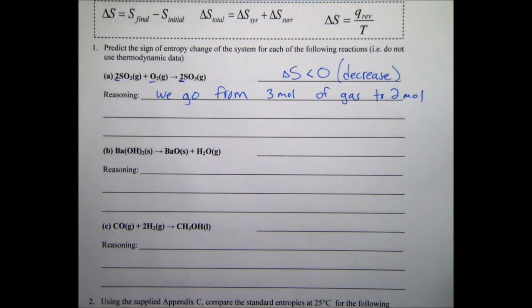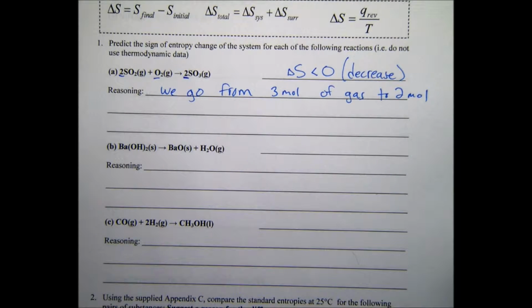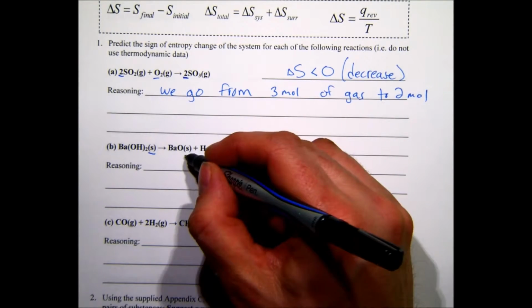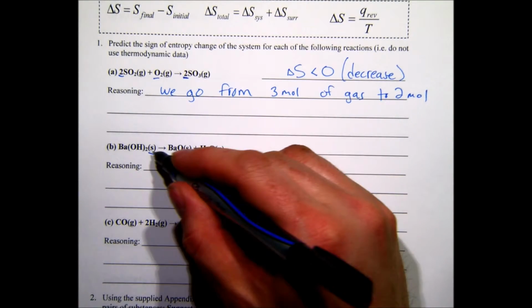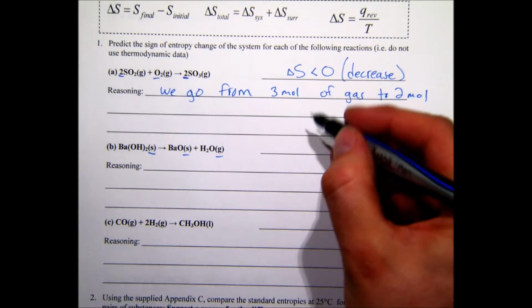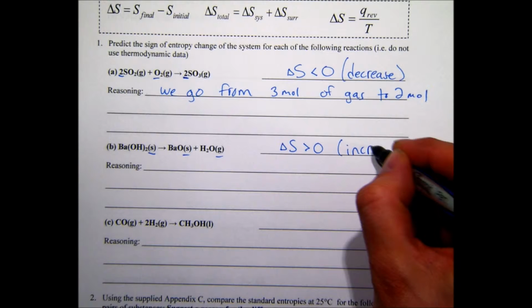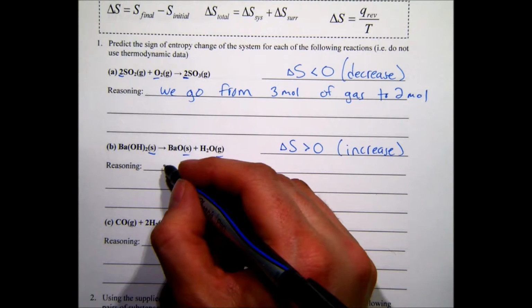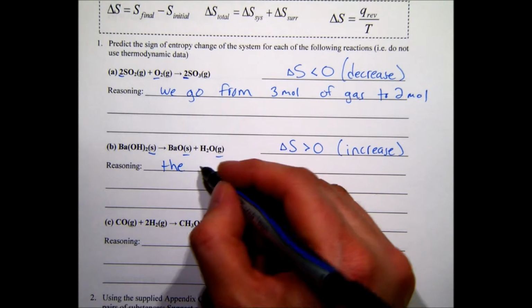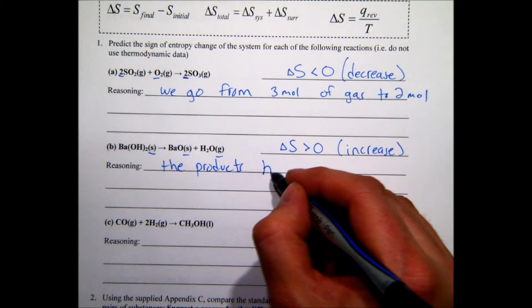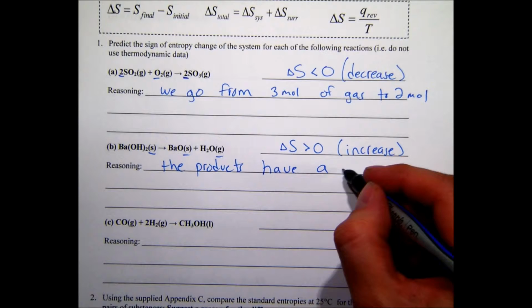For question B, we have barium hydroxide decomposing into barium oxide and water, gas. The first thing I always look for is the states, and I have solid to solid, but solid to gas. So I'm expecting entropy to be greater than 0 or an increase. And the simple reasoning is the products have a gas.